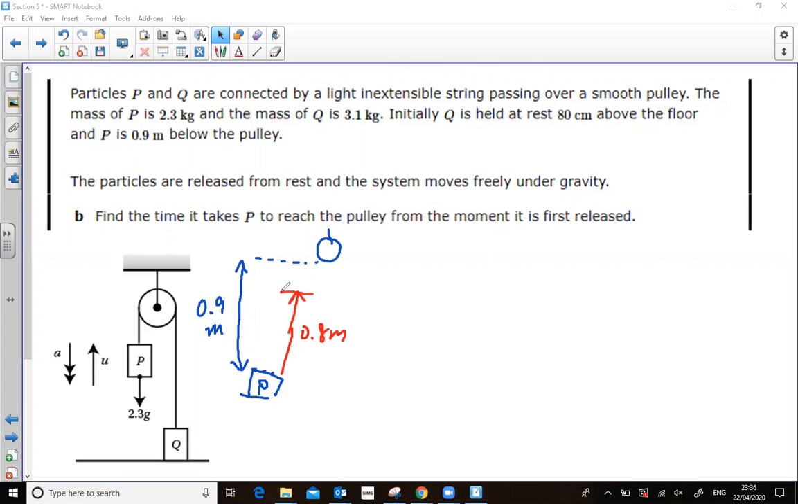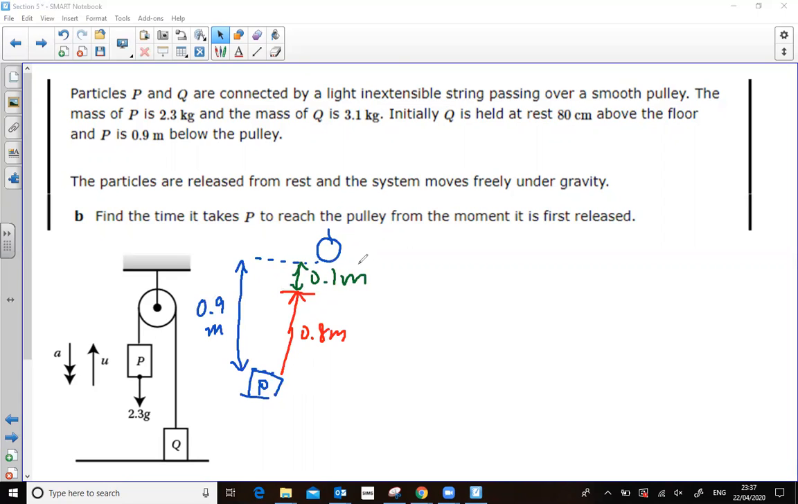So that means after Q reached the ground, P will continue to travel for another, not 0.9 meter, but actually another 0.1 meter. So just be very careful with the distance traveled here, okay? You can't use 0.9 straight away. You have to draw a little diagram to figure out the actual distance P traveled.